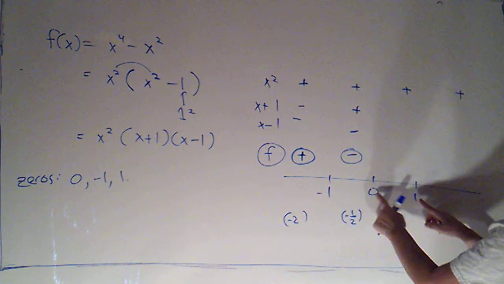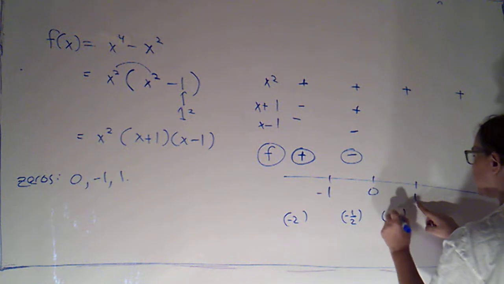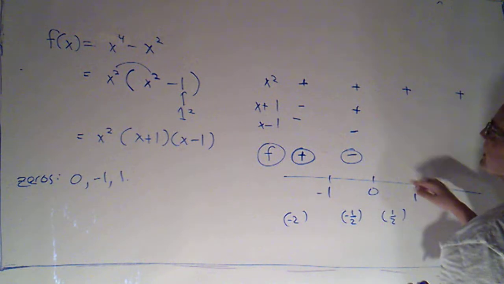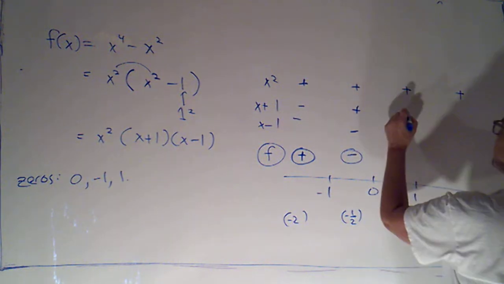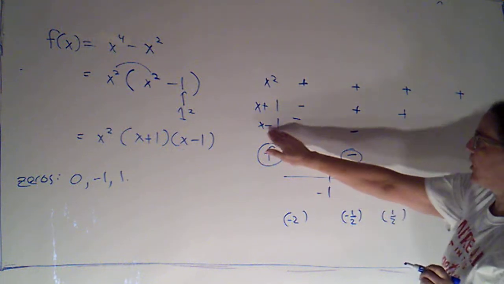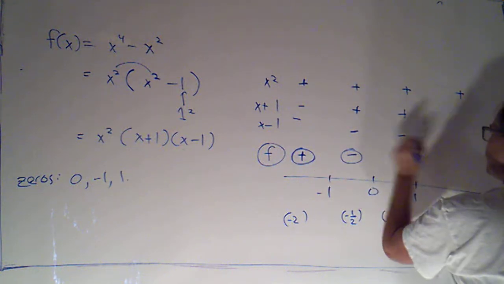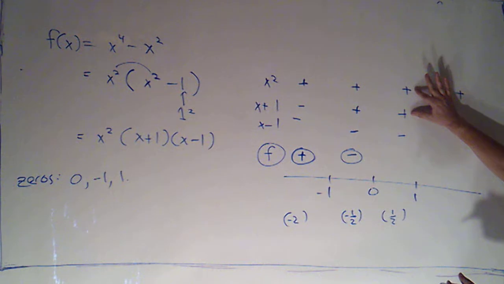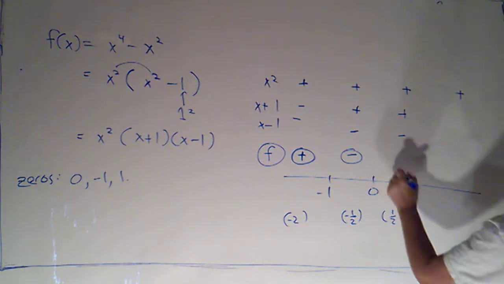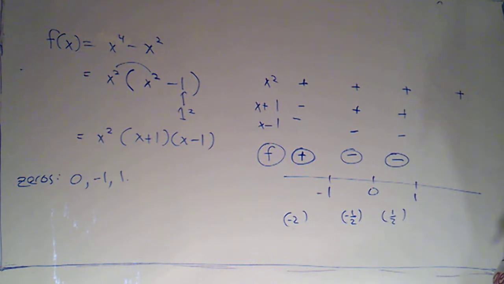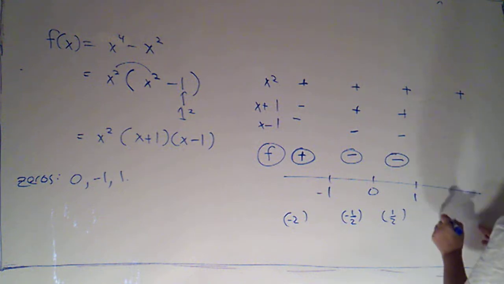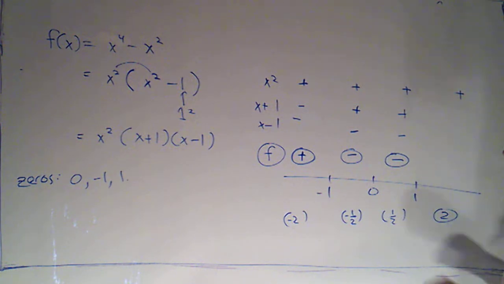Between 0 and 1, let's pick a half. 1/2 plus 1 would be positive. 1/2 minus 1 would be negative. So I've got 2 positives and a negative. That's going to be negative. And then bigger than 1, I can pick 2.